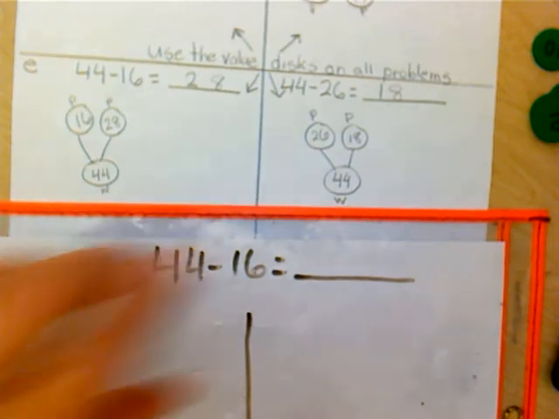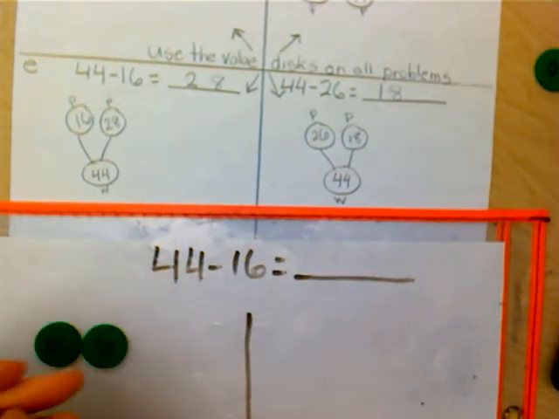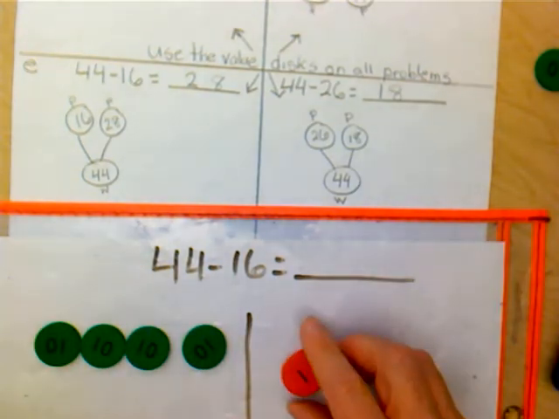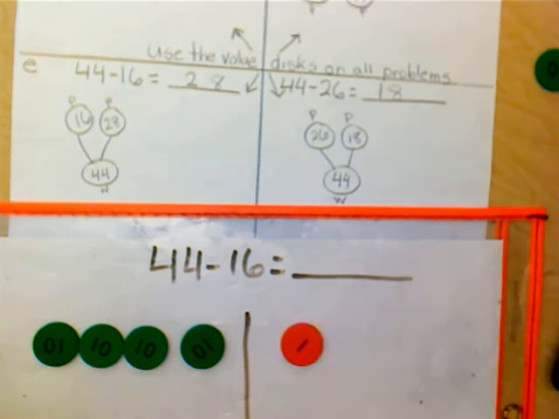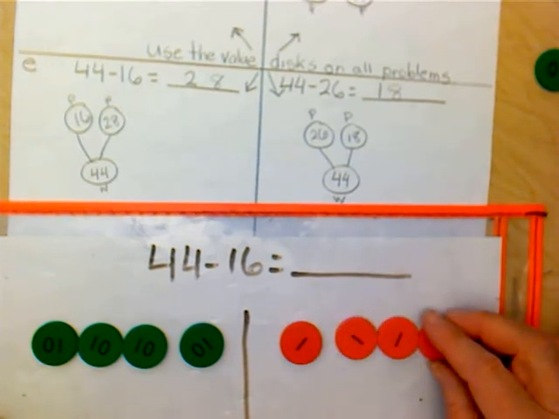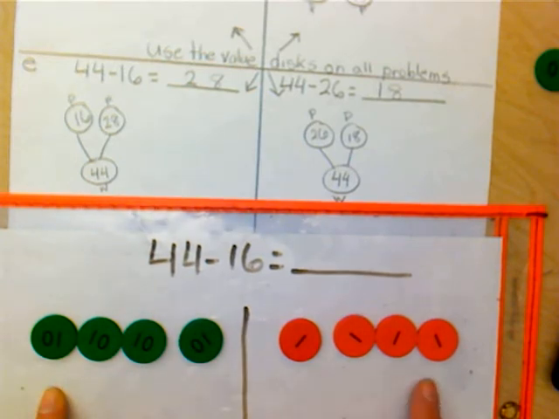Remember, I'm starting with my whole, and I'm only going to represent the whole. So here's my 40, and one more to make 40. Whoops, sorry, that needs to be 3 more because it's 44. Alrighty, so there I am. There's my whole that's represented with 4 tens and 4 ones.